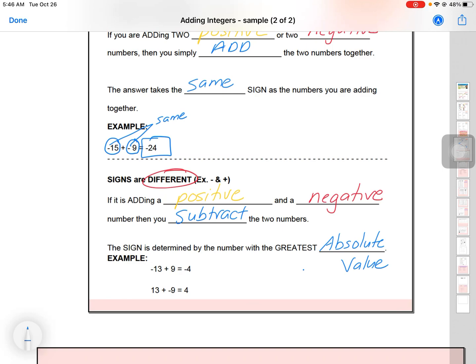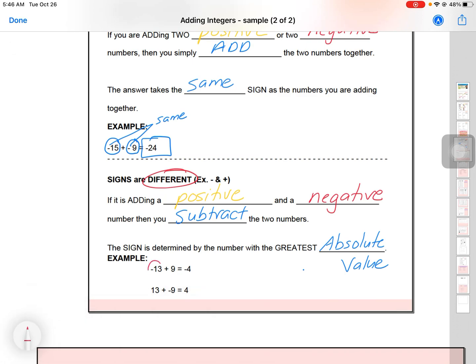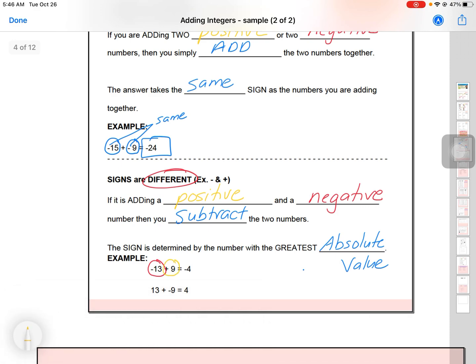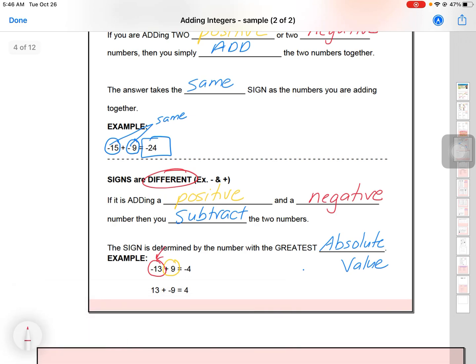So if I look at my example that they give here, in the first one you have 13 negatives and you have 9 positives. If I cancel out the 9 positives with the 13, I'm going to be left with 4, because 13 minus 9 is 4. And because there are more reds, my answer is a -4.